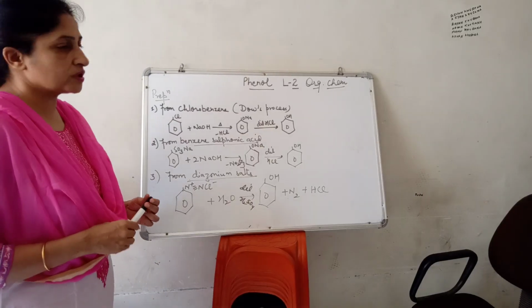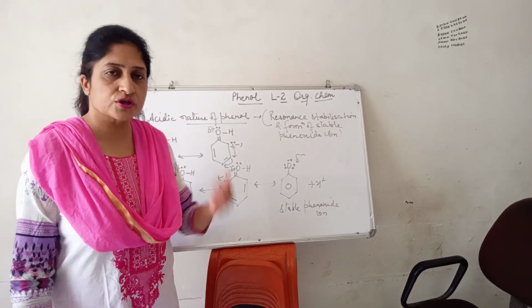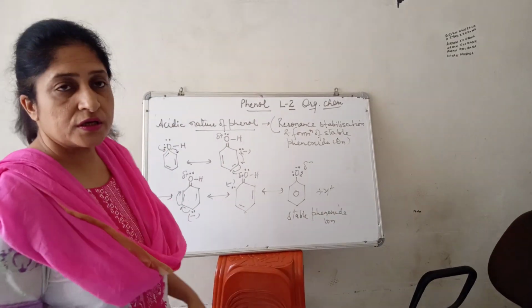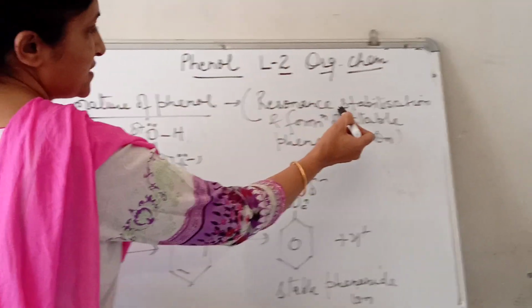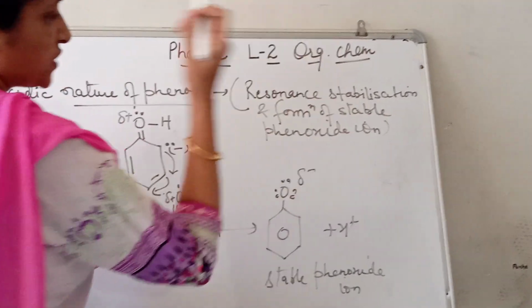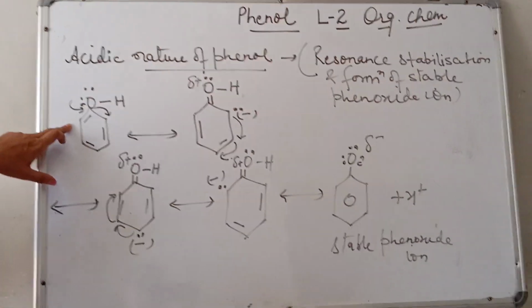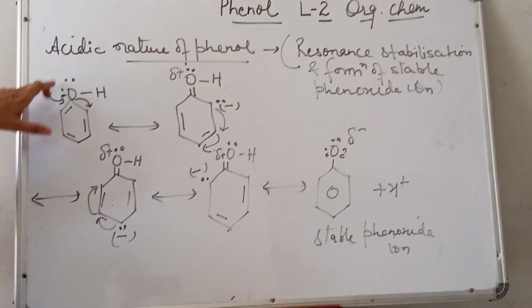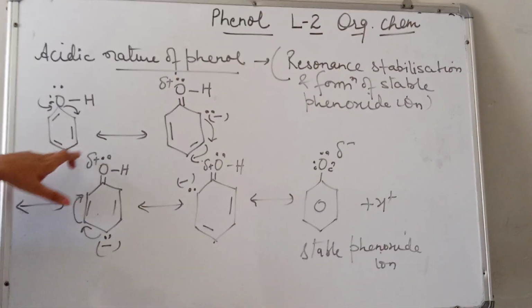And now we will do the acidic nature of phenol. Yes, now the acidic nature of phenol. Firstly, why is phenol acidic in nature? That is due to resonance stabilization and formation of the stable phenoxide ion. Now look here, this is the structure of phenol. In phenol, what is there? Two lone pairs of electrons on oxygen and H is attached to it, and this is the benzene ring.